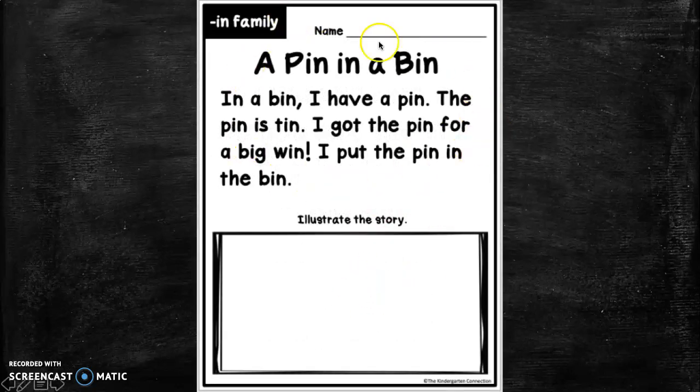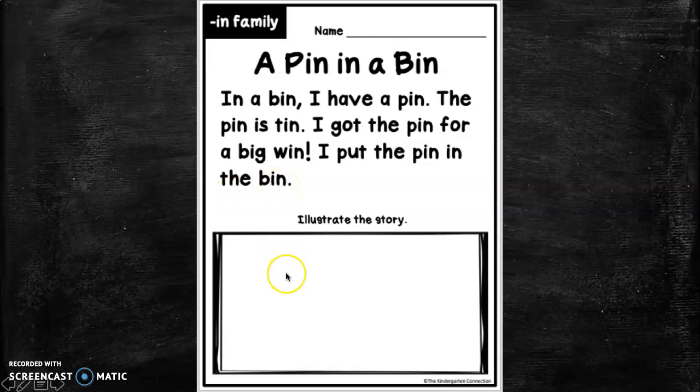Remember, we're going to be reading this passage and then we're going to be drawing the things that end with in in this empty area. Or you can draw it on your piece of paper. Okay, so let's start. A pin in a bin. In a bin, I have a pin. The pin is tin. I got the pin for a big win. I put the pin in the bin.